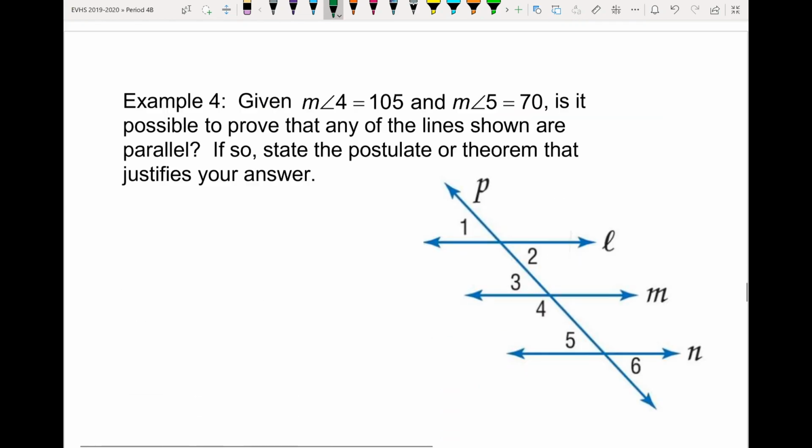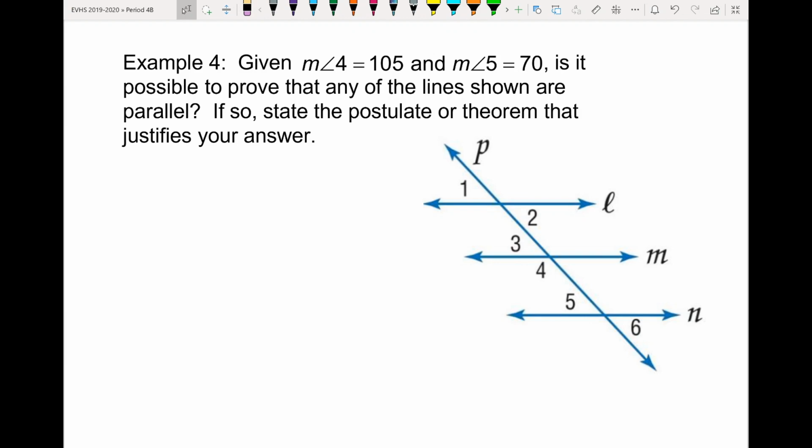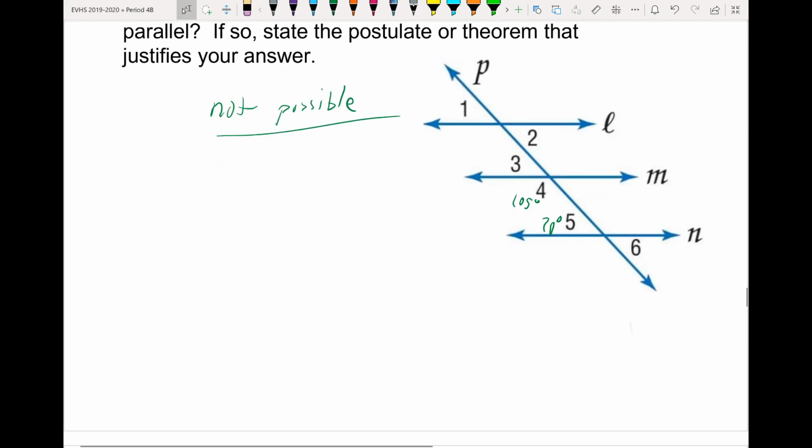That's what matters. Okay, angle 4 is 105 degrees. Angle 5 is 70 degrees. What's our named relationship between 4 and 5? Okay, the name is consecutive interiors. In order for M to be parallel to N, what would have to be true about those consecutive interiors? They'd be supplementary, equal to 180. In this case, they are 175. Therefore, those are not parallel. So that's not possible.